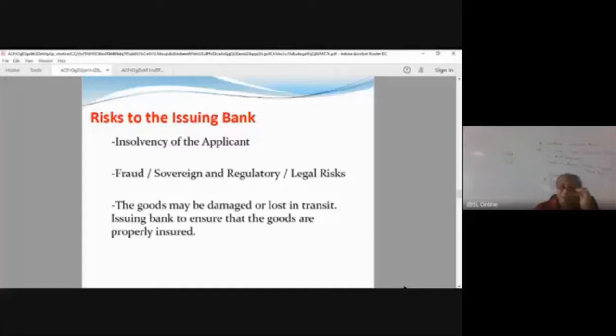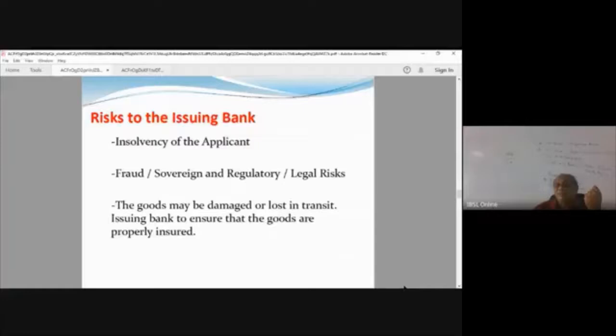Then fraud, sovereign and regulatory legal risk. Frauds can happen, right? Because of the frauds, issuing banks can suffer. Then sovereign and regulatory risk, right? Then legal risk. The goods may be damaged or lost in transit. Issuing bank to ensure that the goods are properly insured.